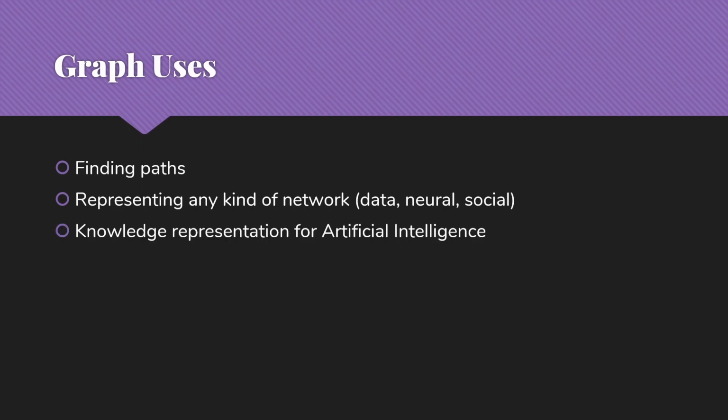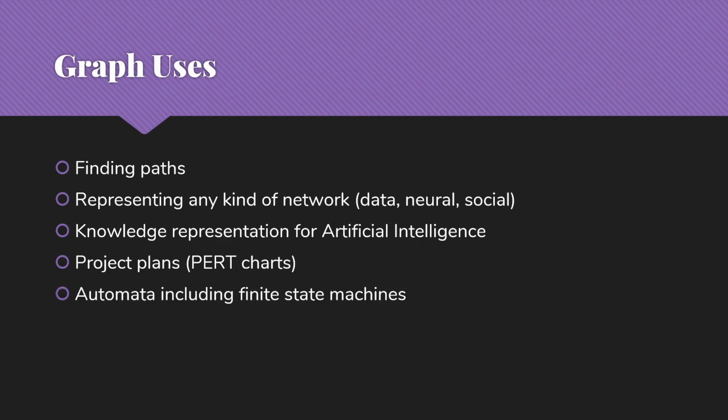Knowledge representation for artificial intelligence can be done using graphs. Project plans. So if you've ever heard of something like a PERT chart, that's a kind of graph. Automata. If you've ever heard of a finite state machine, that's a kind of graph. And there are many, many more.